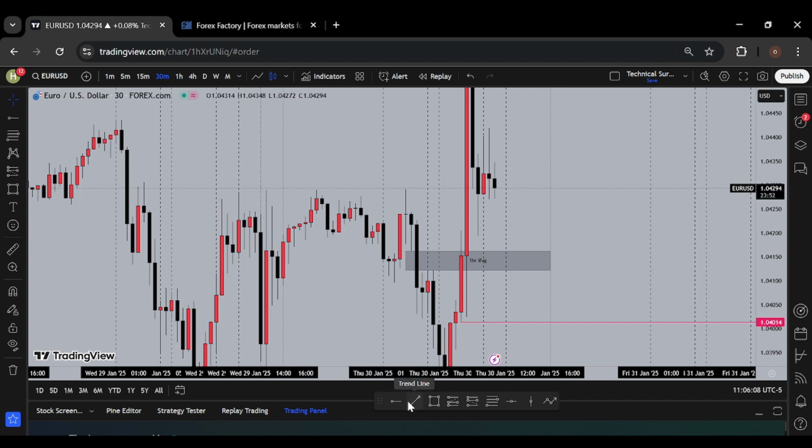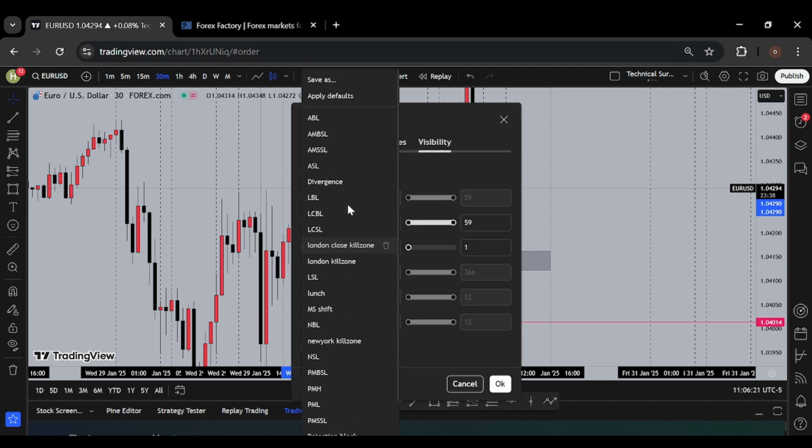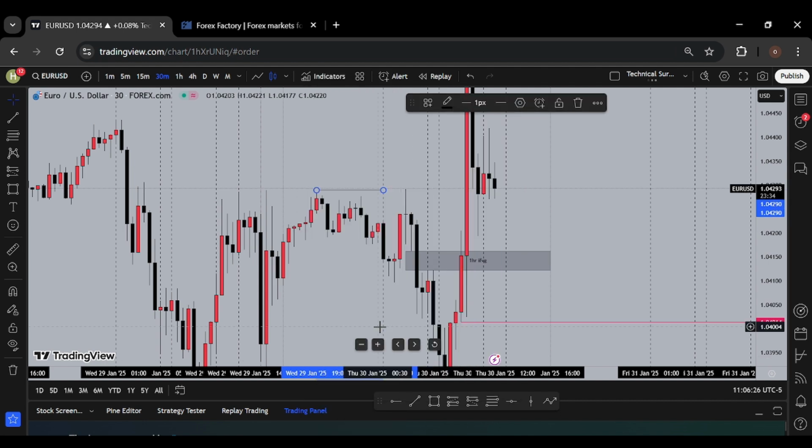We took out this high. You can see this high formed over here. This was created during the Asia session. You can see how we took out this high during the London session.